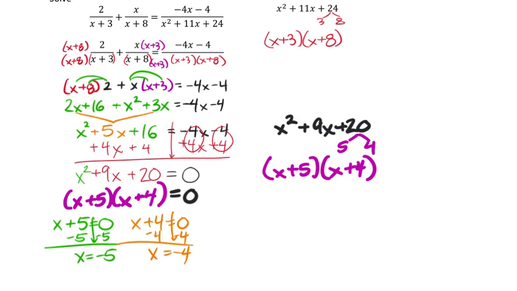Well, we got two answers. I don't see any problems with the denominators, right? Like, if you replace x's with -5, that's okay. We won't get any zeros. If you replace x with -4, again, no zeros. So we do need to check these in the original equation. All right, so I'm going to do this. I'm going to move it over here, though, so I can actually do some work.